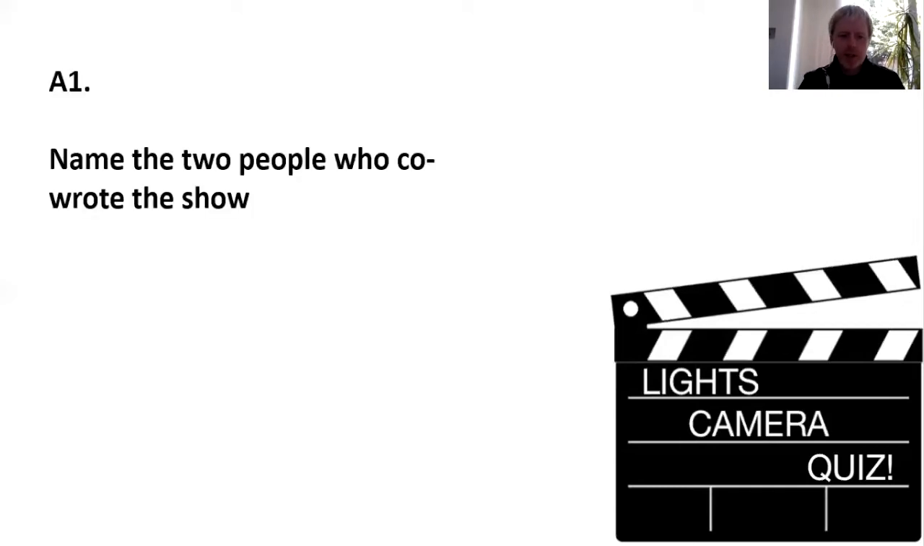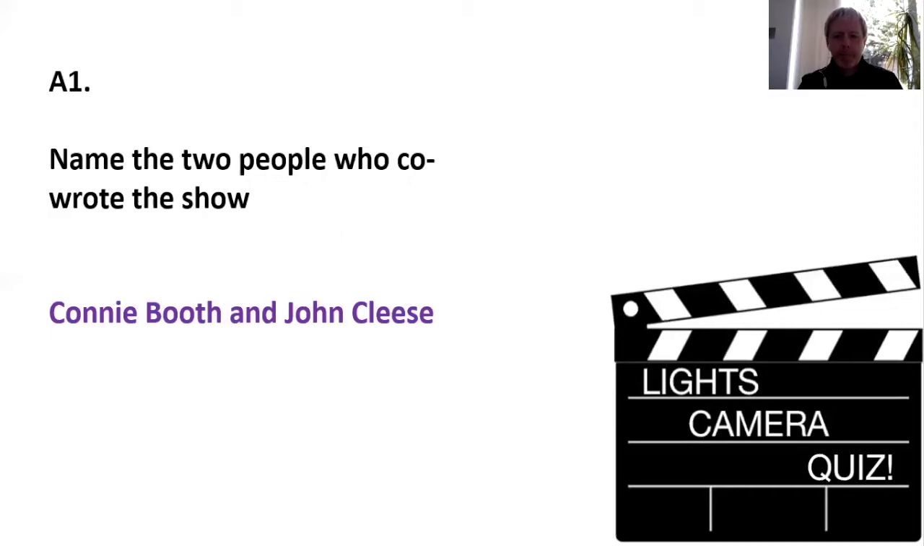So here's the first question again. Name the 2 people who co-wrote the show. They were John Cleese himself and Connie Booth, who played Polly. And the reason there were only 2 seasons is because they were divorced. I think the second season came 4 years after the first, and they had already divorced at that point. So alas, only 12 episodes.